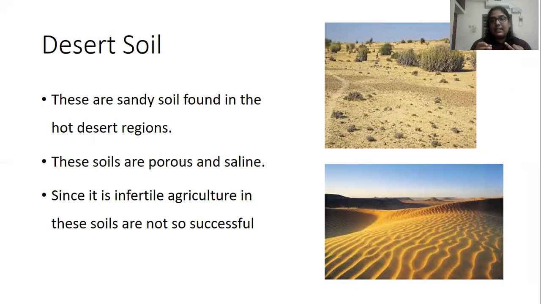Saline means there is salt content. That's why it is called saline in nature. Salt content, okay, and porous. There are small gaps, small holes in the soil. That's what porous means. I will explain it in class later. And it is very infertile for agriculture, right? Desert soil is infertile for agriculture. Yeah, and therefore cultivation is not successful in it. So remember, desert soil is found in hot desert regions. They are porous and saline, they are infertile, and nothing can be cultivated in desert soil.